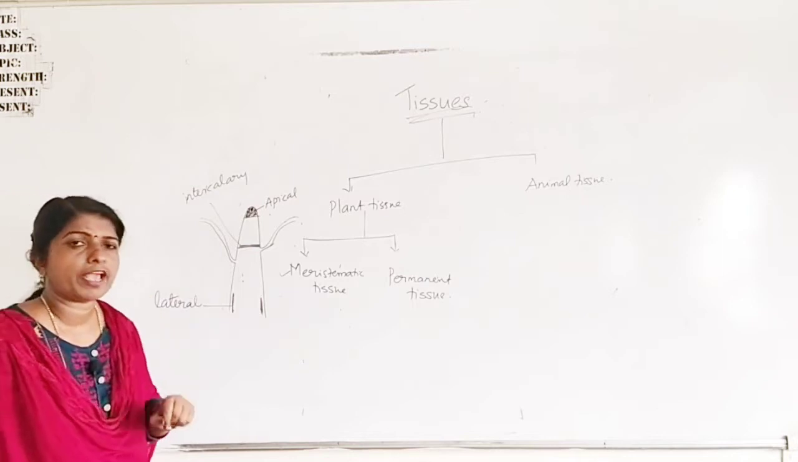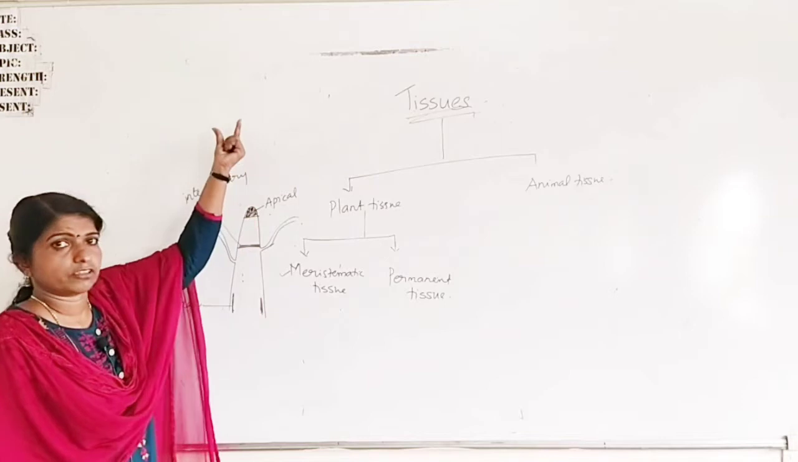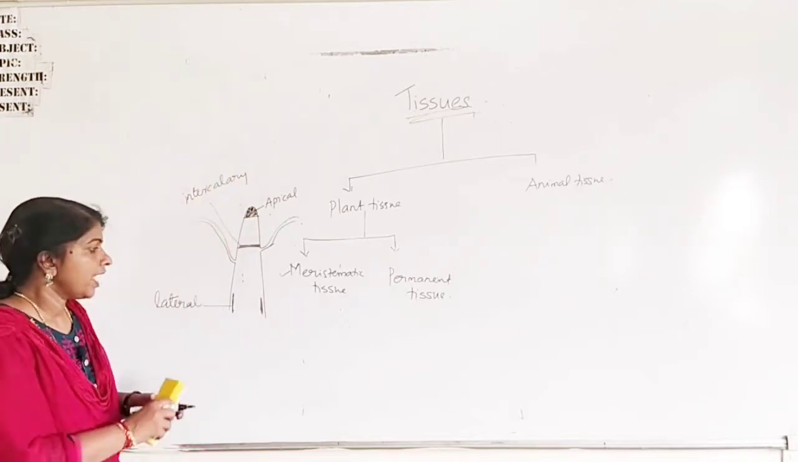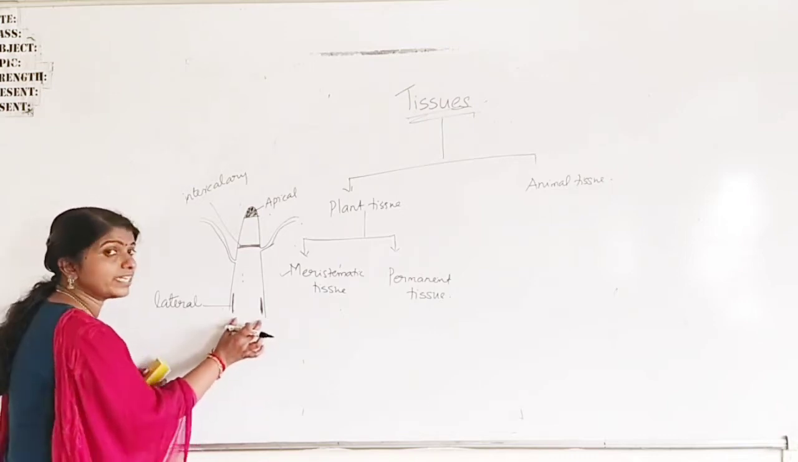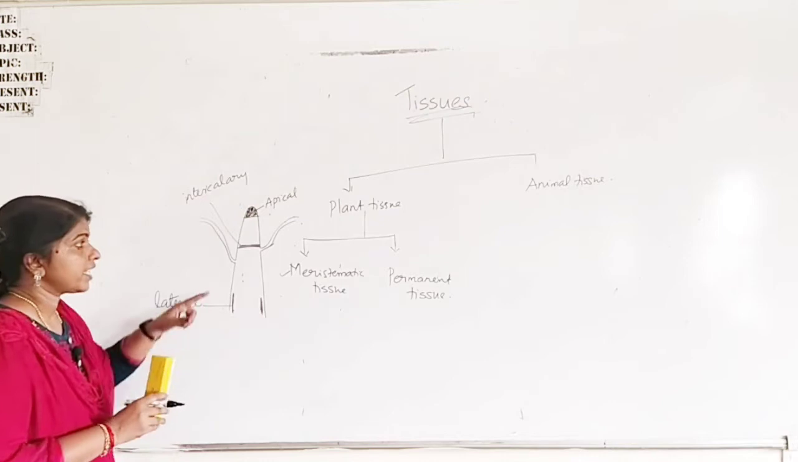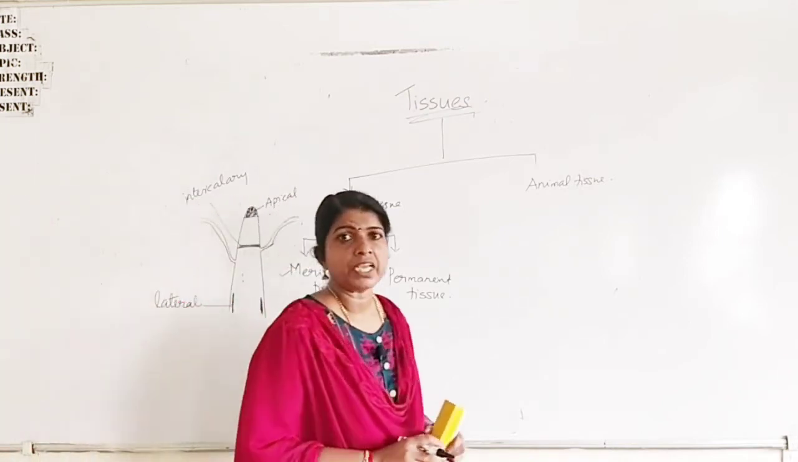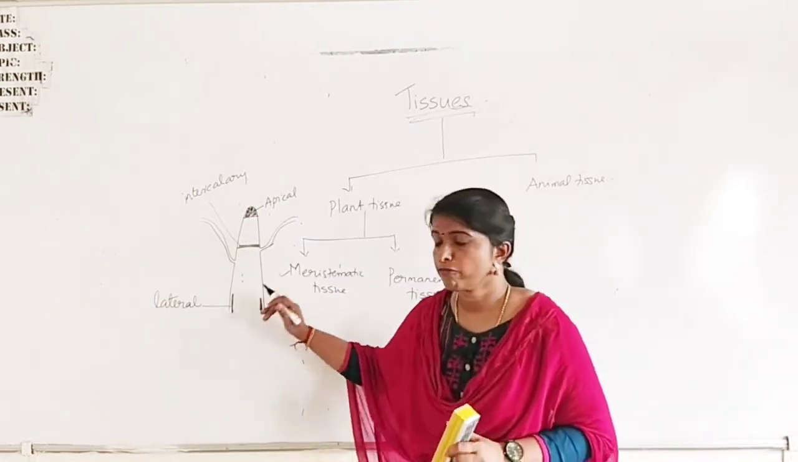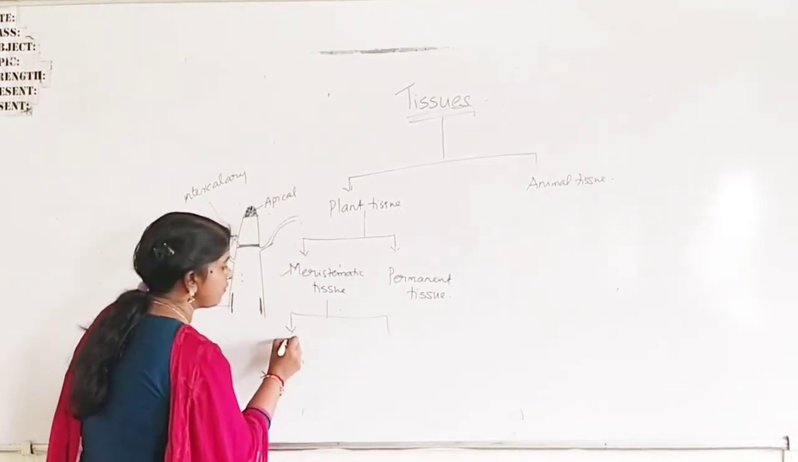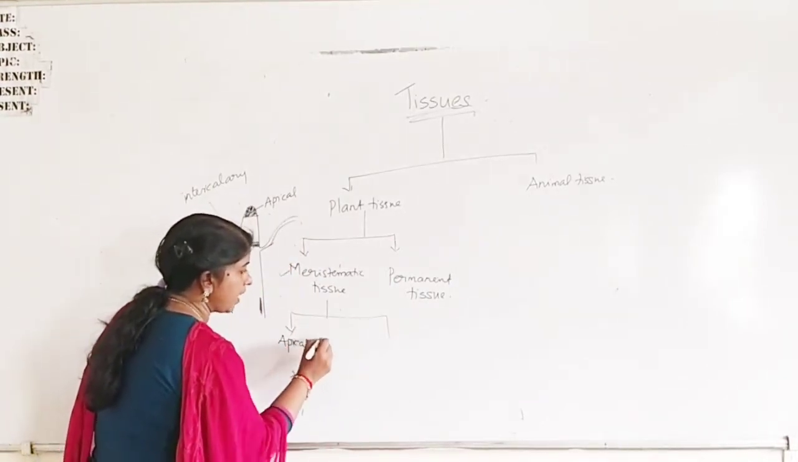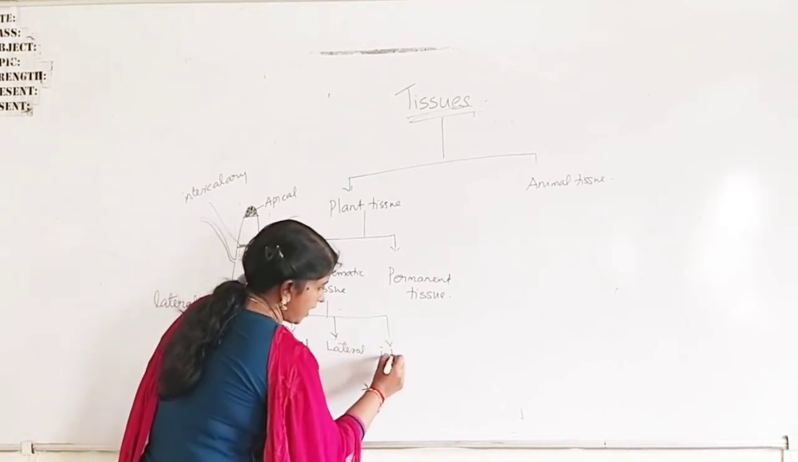What is the role of apical meristem? It helps to increase the length of the plant. Then lateral meristem, these are present on the side, so it helps to increase the width. And intercalary meristem helps in the development of branches. That is the different types of meristem. So here we can write the classification as, again, meristem is divided into apical, lateral and intercalary.